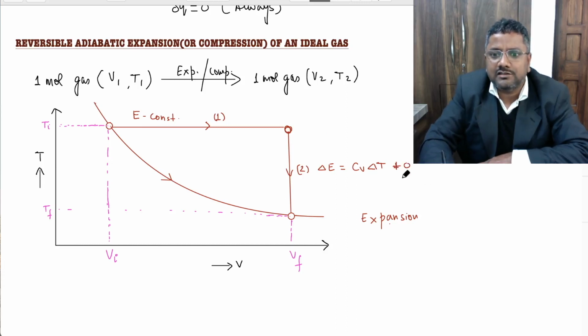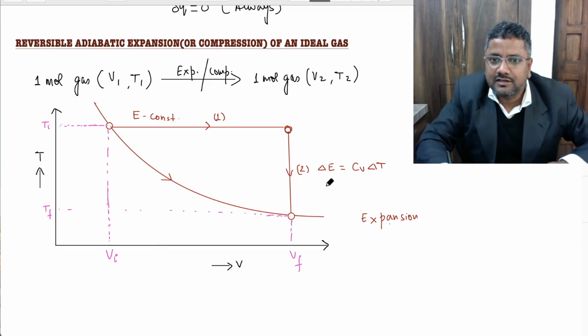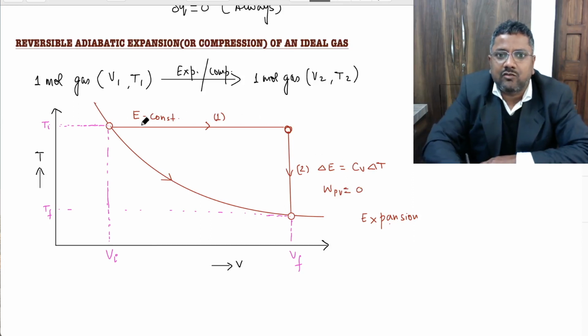Here work is 0 from here to here, right? So we can write here that work, PV work, W_PV is equal to 0, right? And internal energy change is there. Here volume is changing, but internal energy is what? Constant.